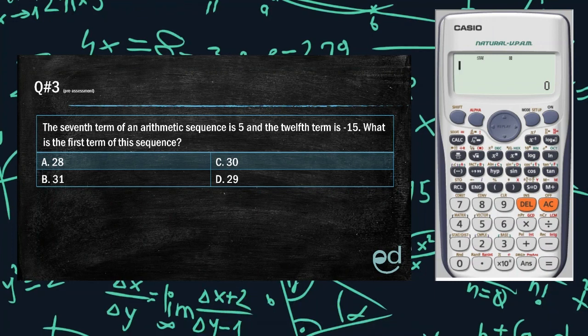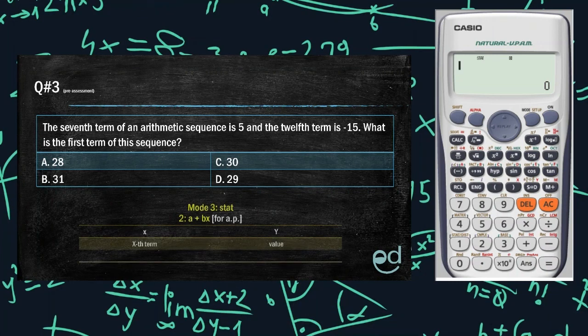Time's up. To solve this, we will use again mode 3, which is mode stat, and then 2, which is a plus bx, since it is an arithmetic sequence problem. In our calculator, we select mode 3 stat and then 2. The given in the problem are the following: the 7th term, which is equal to 5, and the 12th term, which is equal to negative 15.